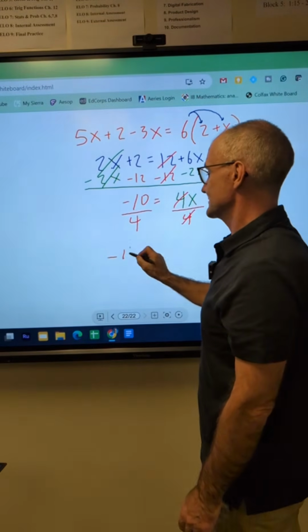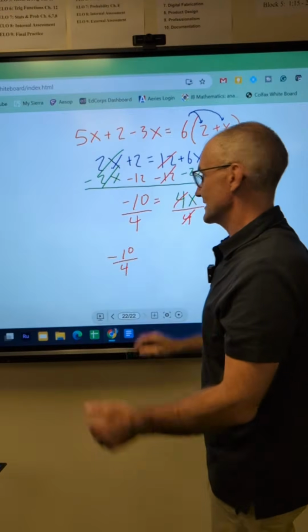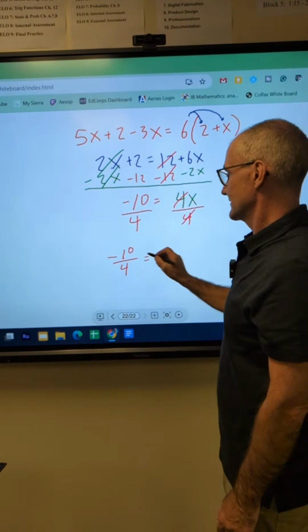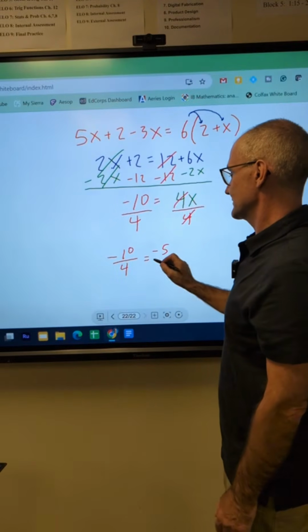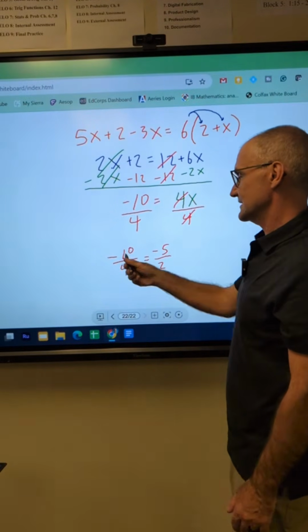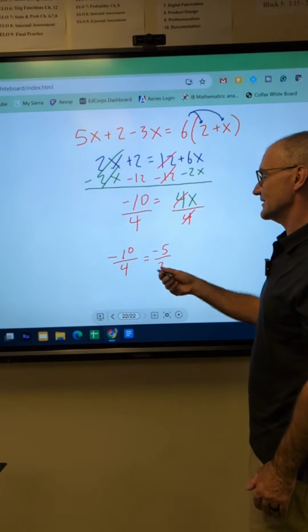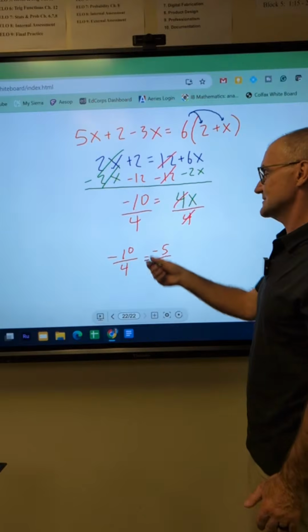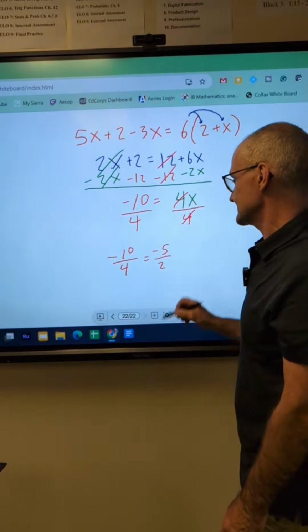That is not a reduced fraction. I know that because they are both even. 2 will go into here 5 times. 2 will go into here twice. Negative 10 fourths, negative 5 halves. Those are equivalent, meaning they mean the same thing. This is always a better answer, the reduced fraction.